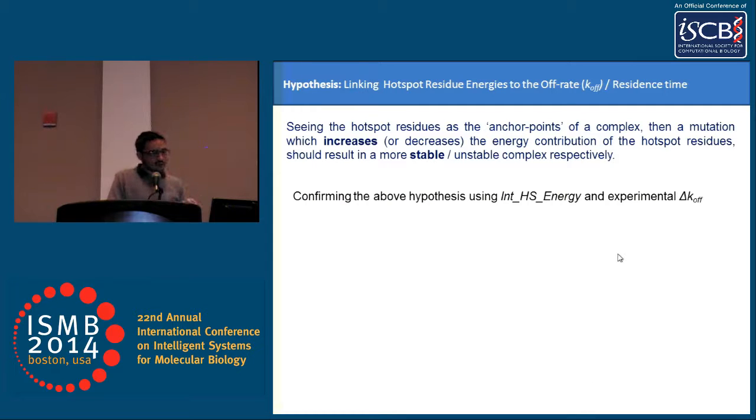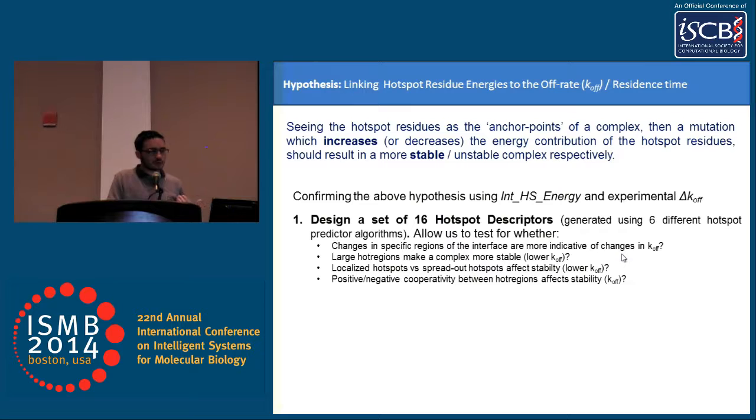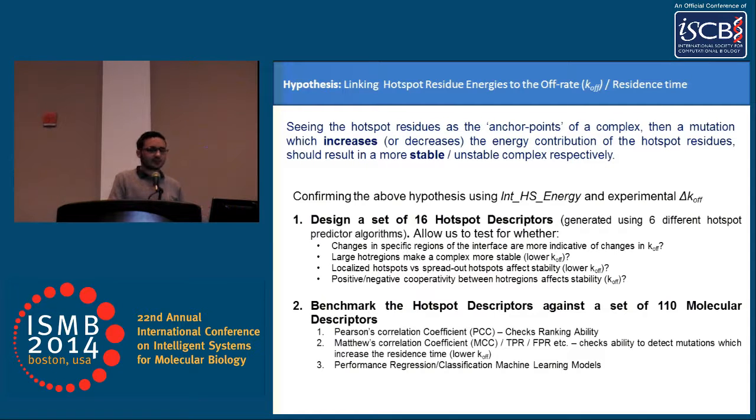Confirming this hypothesis, what we go on to do is design a set of 16 hotspot descriptors. I will not go into them, but basically the idea is we could test for several things related to the distribution. For example, we could test whether large hot regions make a complex more stable, etc. Now, we want to benchmark these hotspot descriptors against more traditional descriptors, for example the hydrogen bonding or the van der Waals potential or surface complementarity. So we have a nice broad set of molecular descriptors which we can compare.